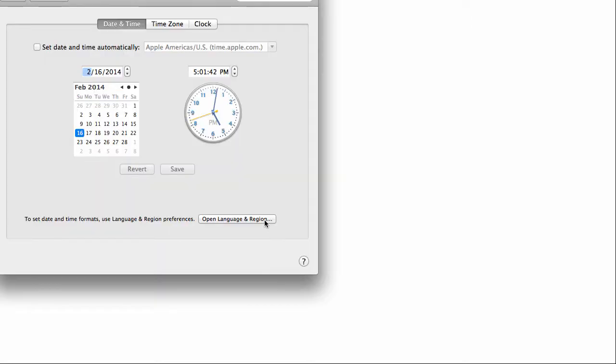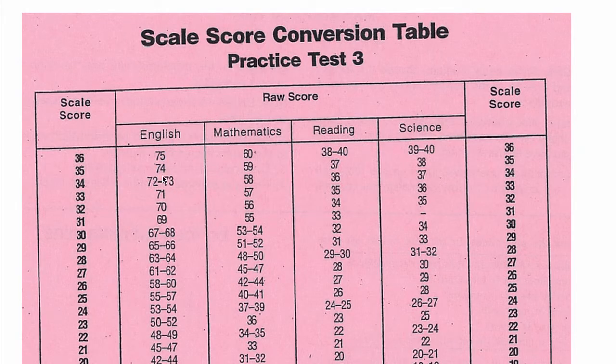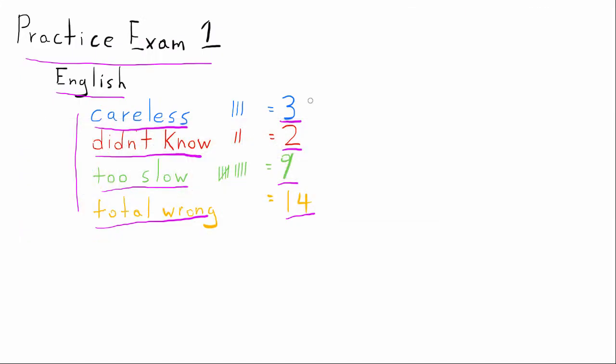We can see that on the English exam, there are a total of 75 questions. That's the top number in each of these columns, the total number of questions on a section of the exam. And I got 14 wrong. So we can figure out how many I got correct just by taking 75 minus 14. And the total there is 61. And so 61 questions I got correct.